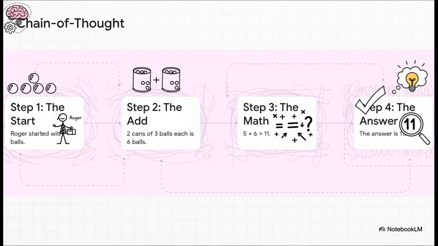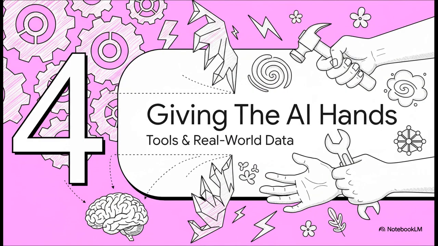And look at how this works in practice. Instead of just jumping straight from the question to the answer 11, the AI first writes down its entire logic. It establishes the facts. Roger started with 5 balls. It does the calculation, and then it concludes. By forcing it to go through this step-by-step process, it can catch its own mistakes and arrive at the right answer way more reliably. So our agent has an engine and it has a brain.